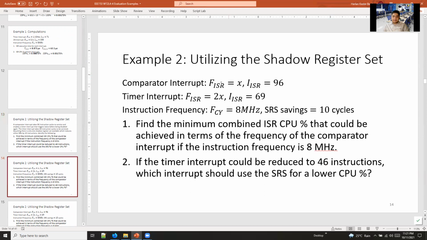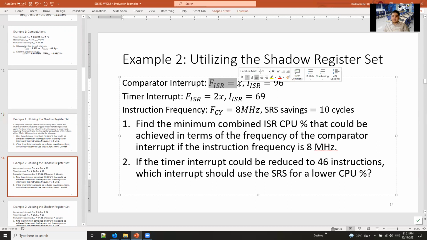So again, let's just simplify yung given. For the comparator, yung instruction frequency ay yung interrupt frequency hindi given, so let's just say X or any other letter. Then yung instructions na kailangan niya is 96. Then for the timer interrupt, twice ng frequency ng comparator, since every comparator trigger means two interrupts ng timer. Assuming na walang ibang source or walang ibang mag-activate sa ano. Then, yung instructions naman for the timer is 69 instructions.